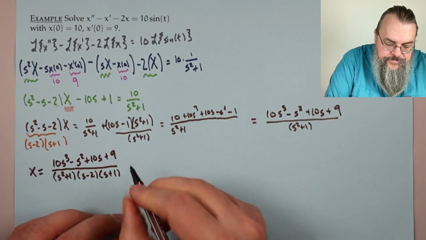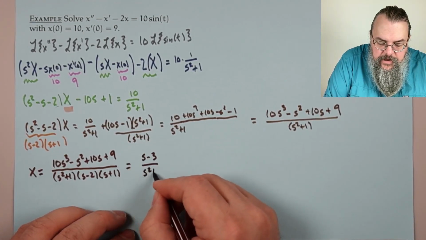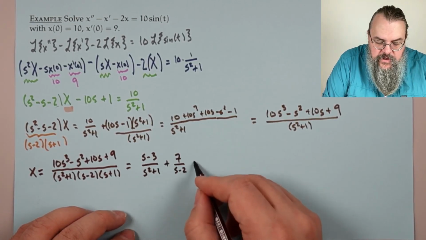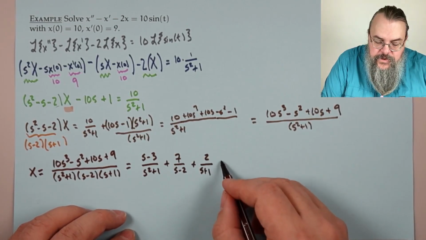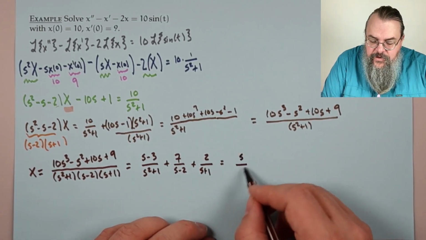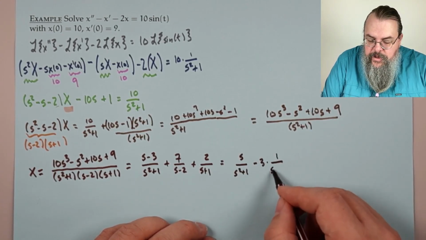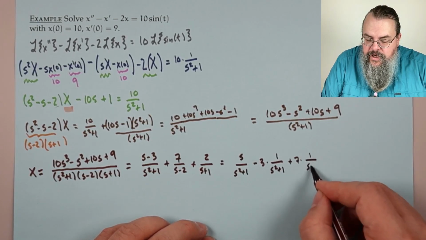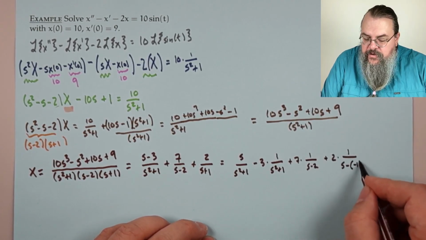This is equal to (s minus 3) over (s squared plus 1), and then plus 7 over (s minus 2), plus 2 over (s plus 1), which we can actually go and rewrite just a little bit more. This is s over (s squared plus 1), minus 3 times 1 over (s squared plus 1), then plus 7 times 1 over (s minus 2), and then plus 2 times 1 over (s minus minus 1).